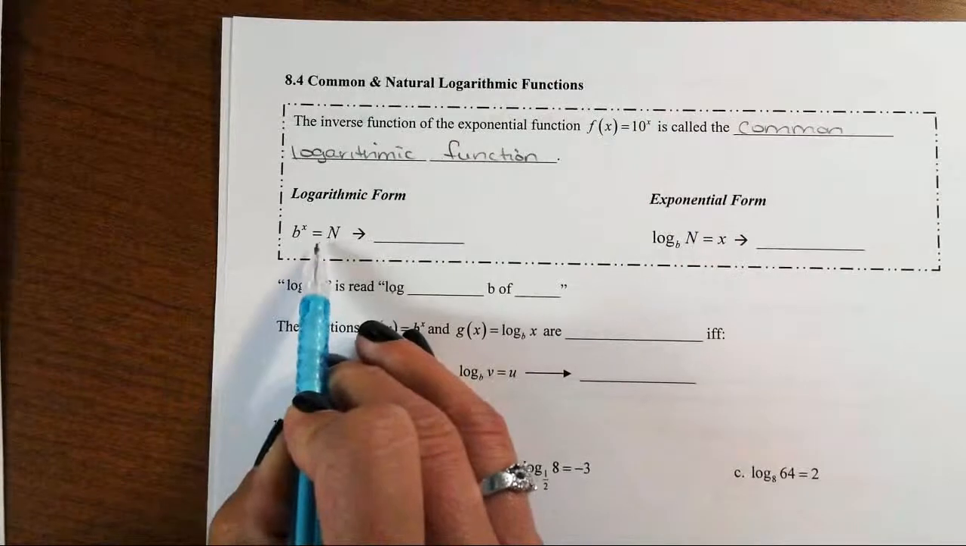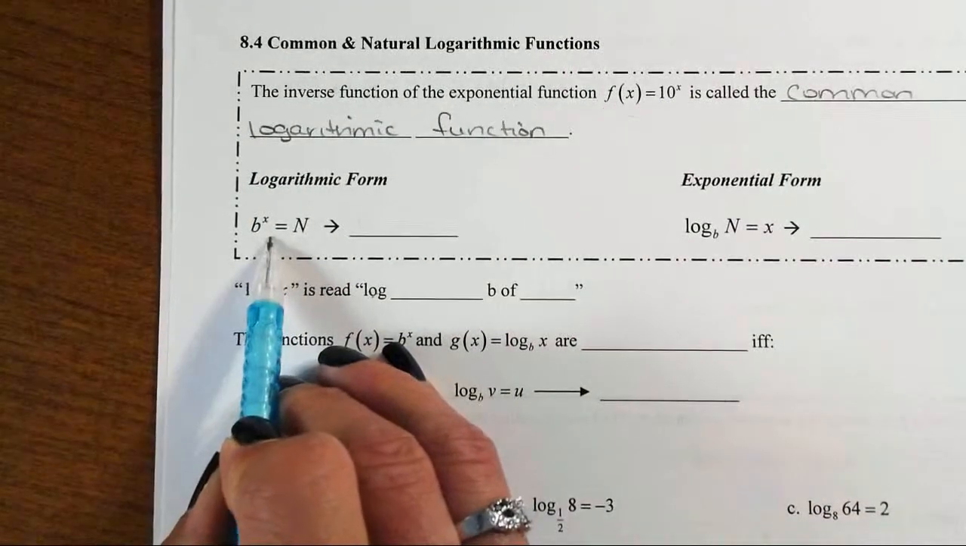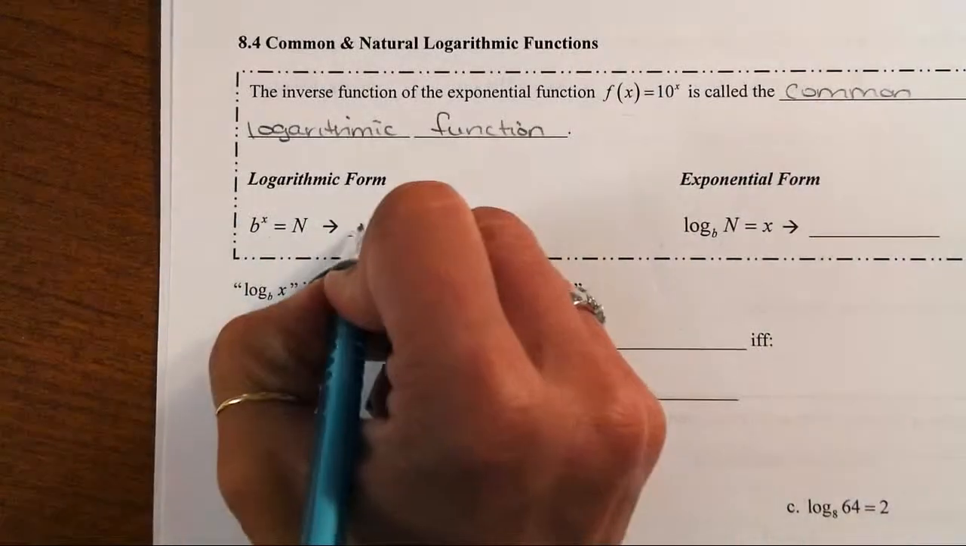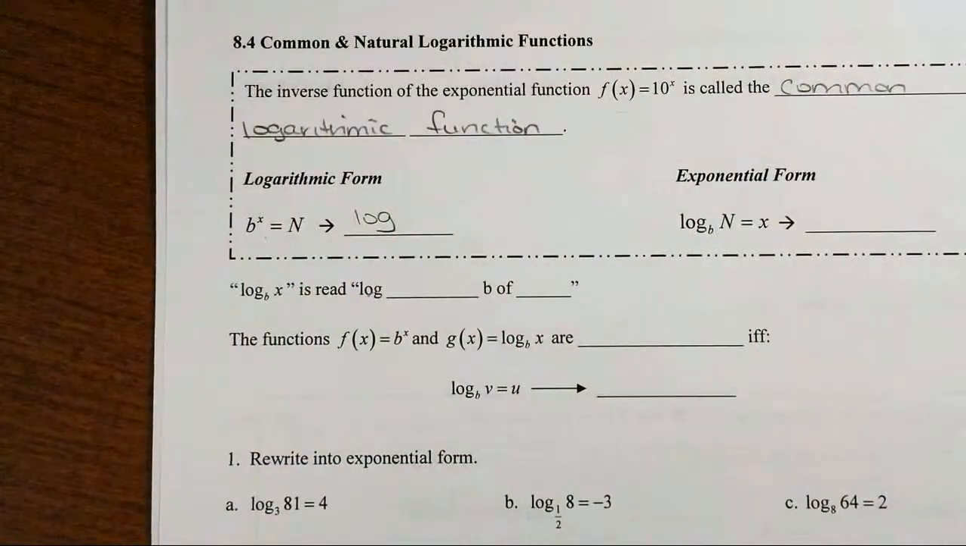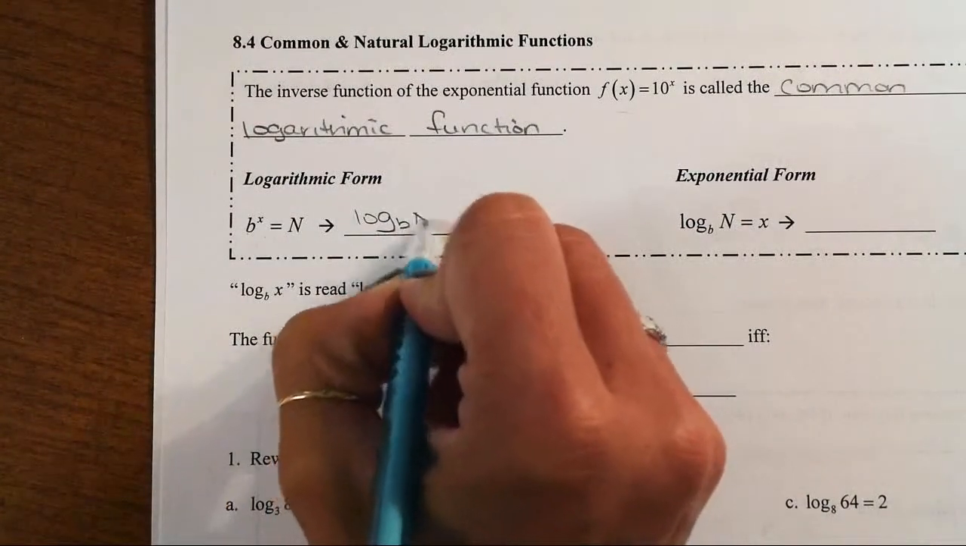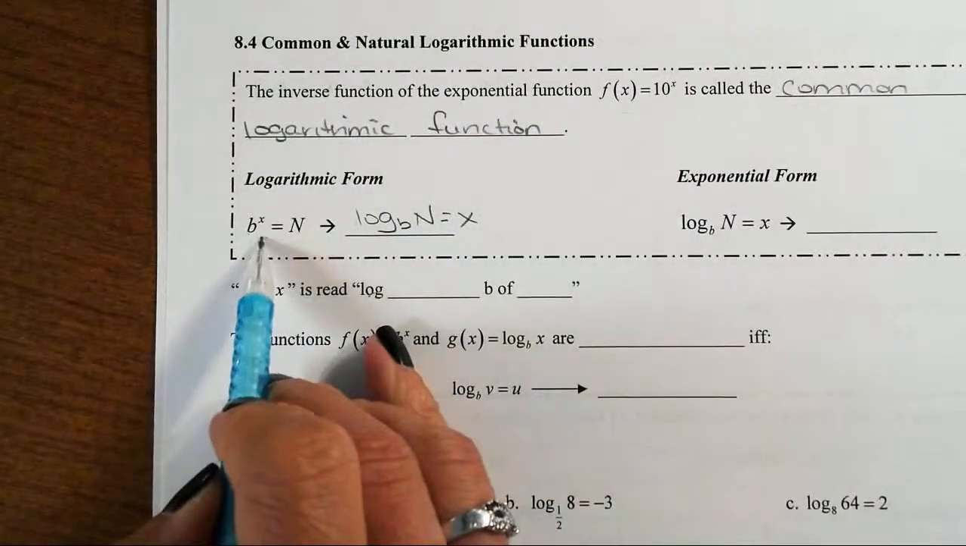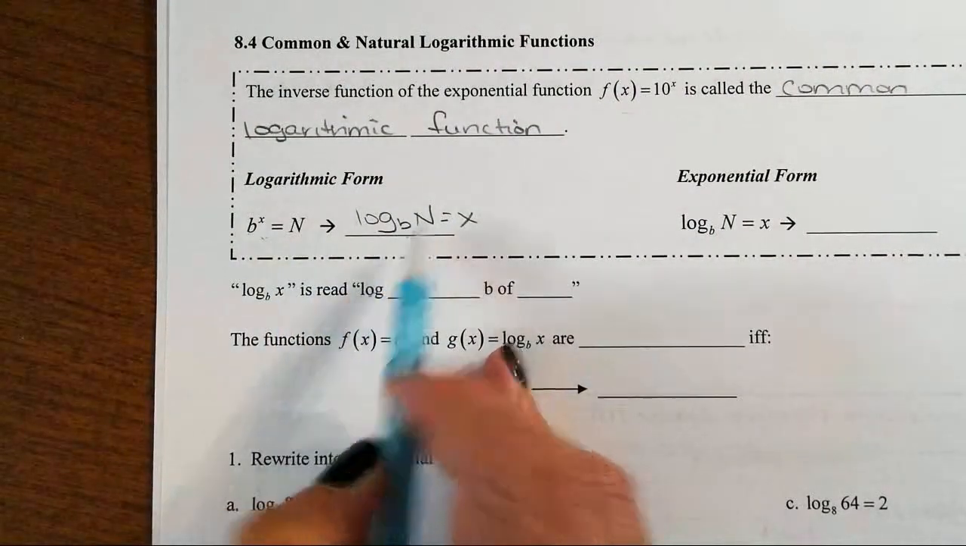Here, we want to rewrite this exponential function in terms of a log. So when you rewrite in terms of a log, the first thing you do is write the word log. Your b is your base. You will take the log of n and set it equal to x. This is going from exponential form to logarithmic form.